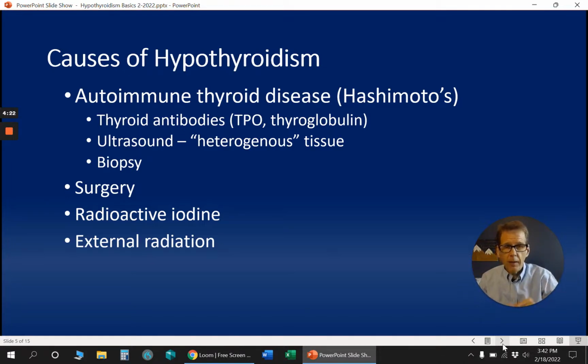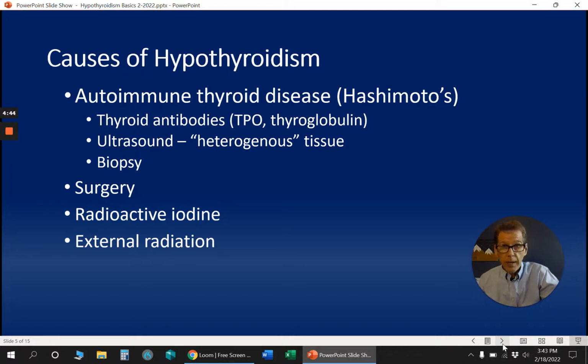So you may see those on a lab report, TPO antibody or thyroglobulin antibody. Sometimes we get a sense that it's there, or we make the diagnosis on ultrasound, the thyroid tissue being what we call heterogeneous. Or sometimes if you're having a biopsy of your thyroid, say for a thyroid nodule, we might see changes that demonstrate this autoimmune thyroid disease.